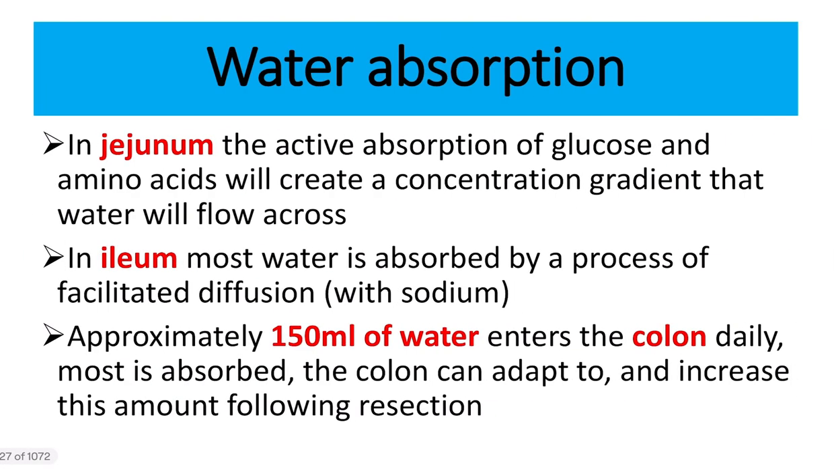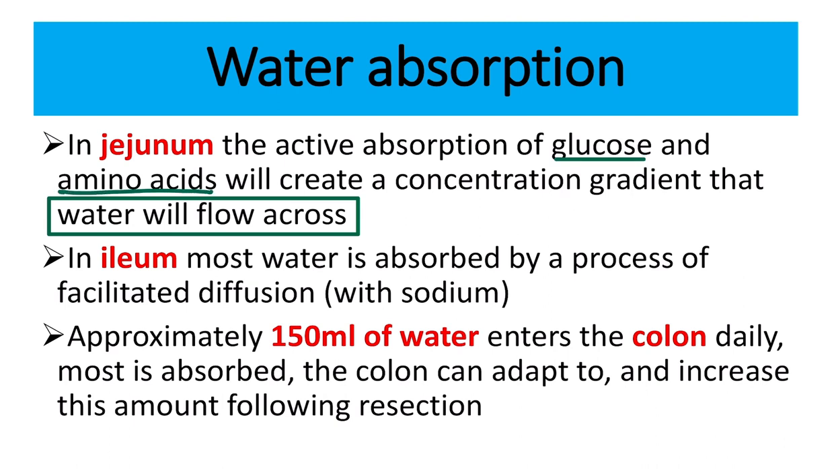In the jejunum, active absorption of glucose and amino acids will create a concentration gradient that water will flow across. That means in the jejunum, the metabolic products cross the membrane, such as glucose or amino acids, and when they go, they take water with them. In the ileum, water is reabsorbed by a process of facilitated diffusion.